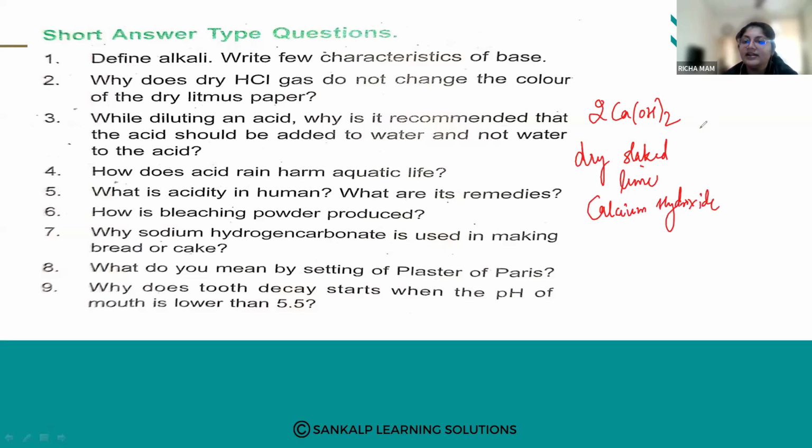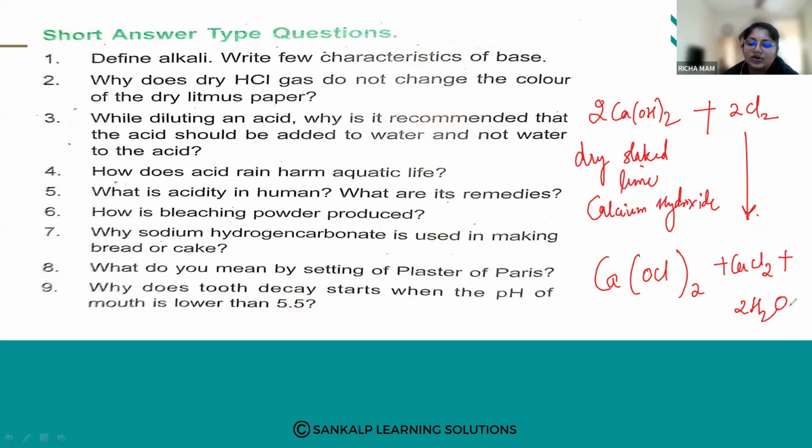So when you pass chlorine gas over calcium hydroxide, you are going to get CaOCl2 plus calcium chloride plus water. This is the chloralkali process, from which you can obtain your chlorine.